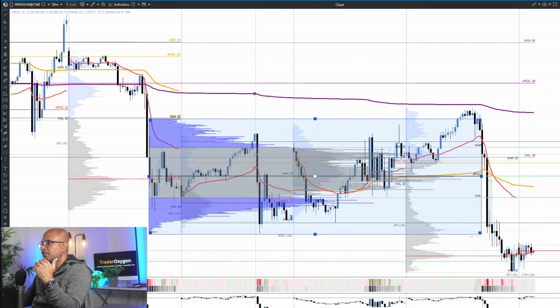Now the question is, why are we drawing the volume profile to this range? The answer is, we need to further refine the fair value in this range. Which means we need to find in this range what's the value area high, what's the volume point of control, and what's the value area low. So we draw this volume profile.